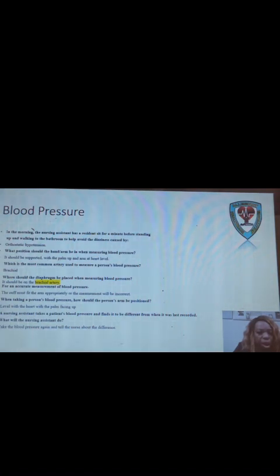The most common artery that is used to measure the blood pressure is the brachial artery. The diaphragm, or the bell of the stethoscope, should be placed over the brachial artery before you measure the blood pressure. For the blood pressure to be accurate, you need to make sure that the cuff is the correct size and that it's fitting appropriately so that you get the right number. The person's arm needs to be level with the heart, with the palm up, once again, prior to you checking the blood pressure.